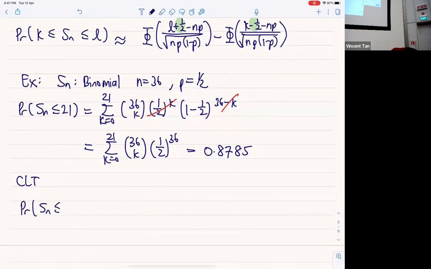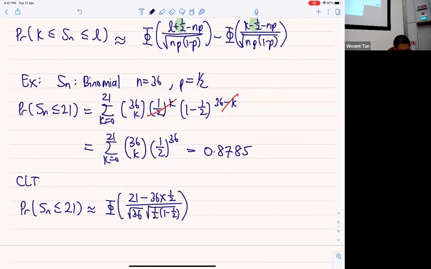Now, the CLT, the central limit theorem, gives us the following. Probability Sn less than 21 is approximately phi of 21 minus 36 times half, that is the mean, divided by the square root of the variance, square root of n p times 1 minus p. So 36 times half is 18, so it is 3 divided by 6 times half. Oh, exactly 1, just nice.